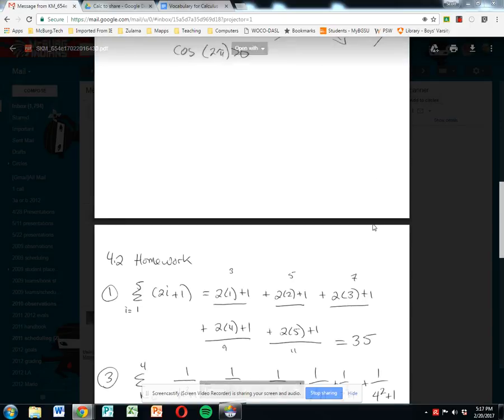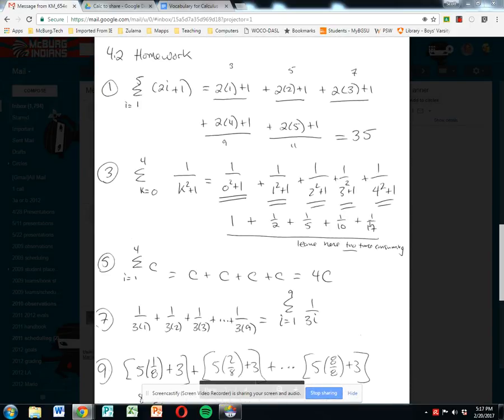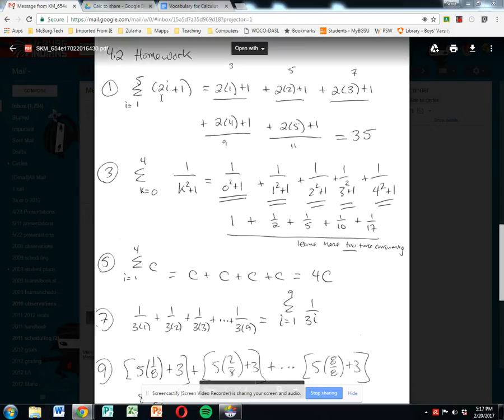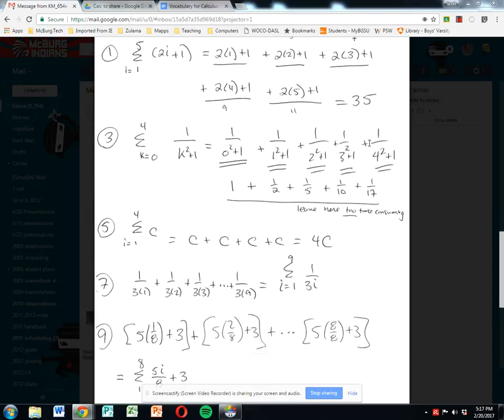All right. So the other piece is 4.2 homework. I won't go through every one, but we'll go through maybe a couple of them. Using the sigma notation, we just plug in 1 first. And as we plug in 1 and then 2 and then 3 and then 4, then 5, we can add these all up and we get a summation of some sort.